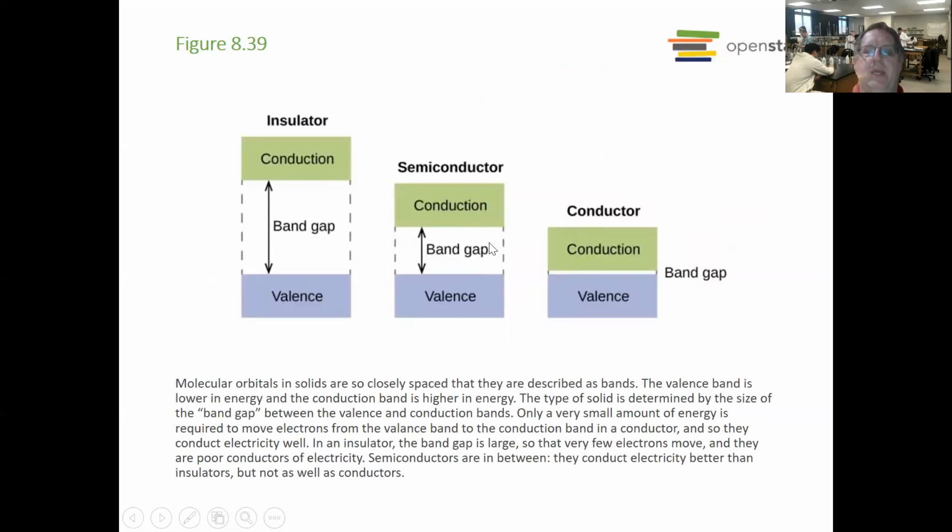Now, when we start looking at this, a lot of the molecular orbitals in solids are so close together that they're described as bands, okay? And if there is a gap between the valence and the conduction band, so between the filled band and the unfilled band, if there's a big gap there, we call that an insulator because electrons are not going to jump from here to here. If it's a small gap, small enough that some electrons can jump that gap, we call it a semiconductor. And if it's very close together, we call this a conductor, okay?